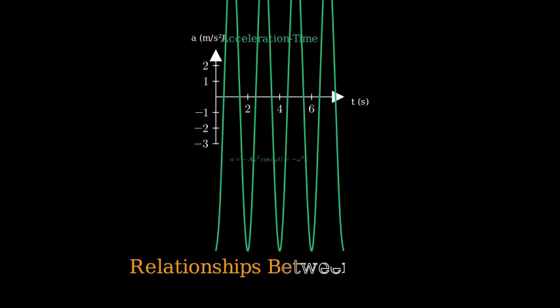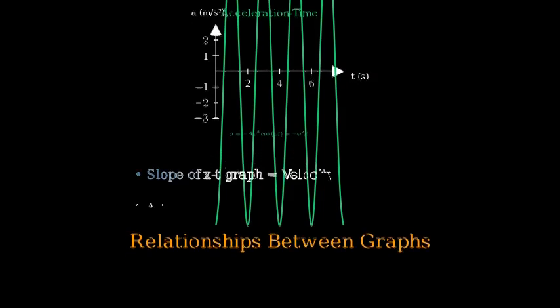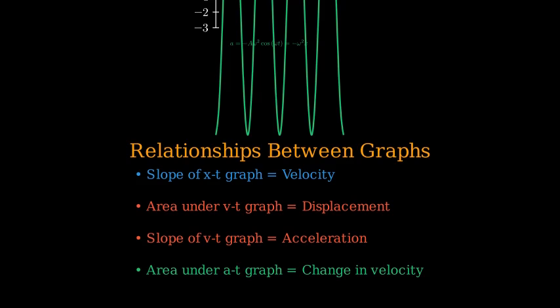Now that we've seen all four cases, let's compare all the graphs together and understand the important relationships between them. The key insight is that each graph is related to the others through calculus. The slope of the position-time graph gives us velocity. The area under the velocity-time graph gives us displacement. The slope of the velocity-time graph gives us acceleration. The area under the acceleration-time graph gives us the change in velocity.